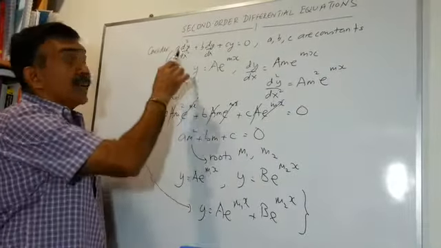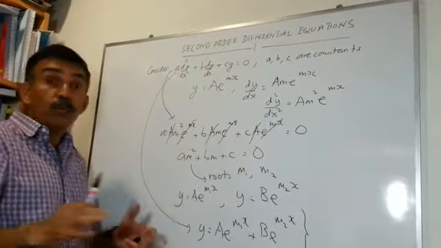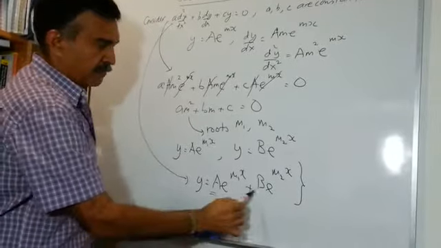Now this is a solution of this differential equation. Remember, this is a second order differential equation, so the solution of a second order differential equation must have two arbitrary constants. There you have it.